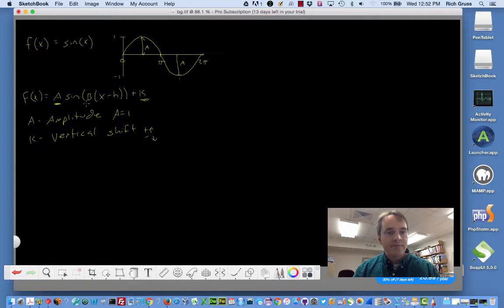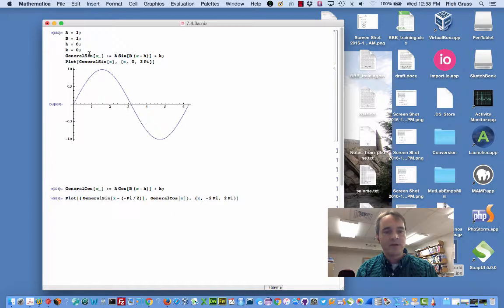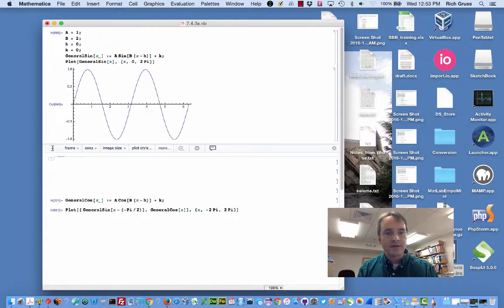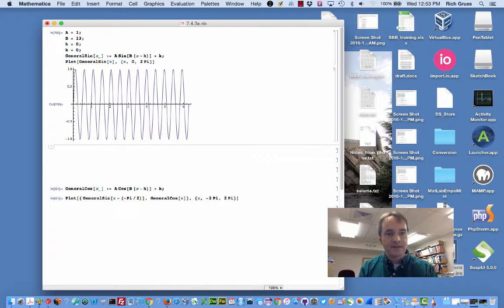Okay, so let's take a look at b now, the effect that b is going to have. And b is the number of cycles per 2 pi. So we see that in the basic case, b is just equal to 1. We've got one complete cycle of the sine wave here. Come back to Mathematica and play with that some. So we've got one cycle here. We can change it to 2 cycles. Again, this is from 0 to 2 pi. We can change it to have 4 cycles, change it to 13 cycles, and change it to have 100 cycles.